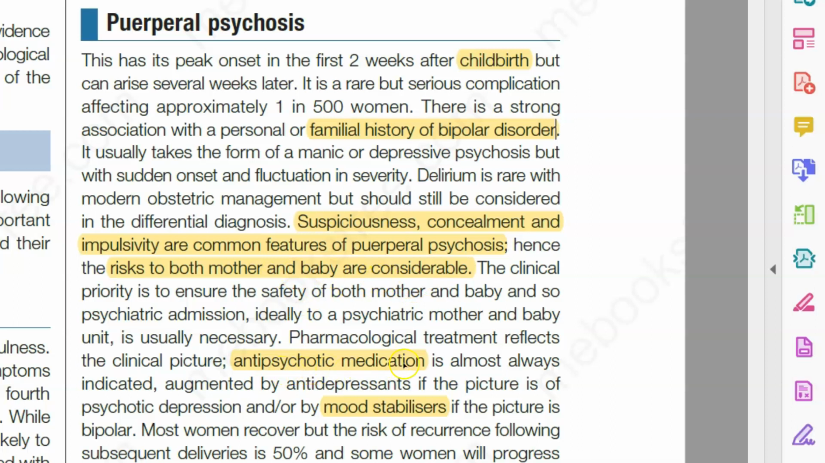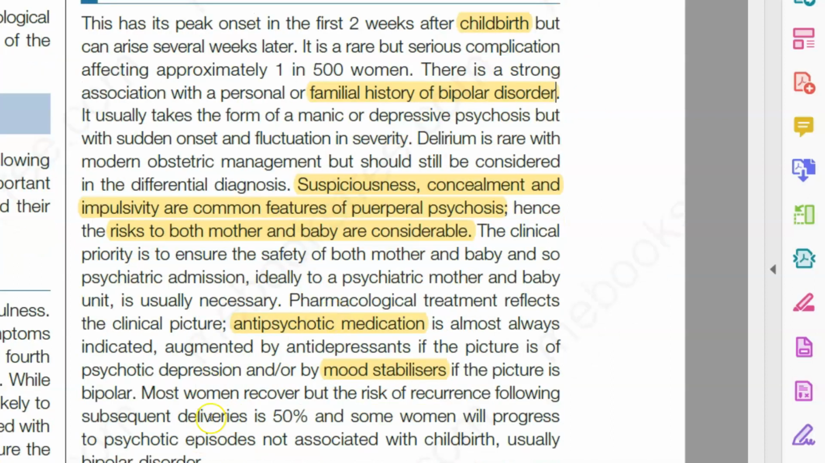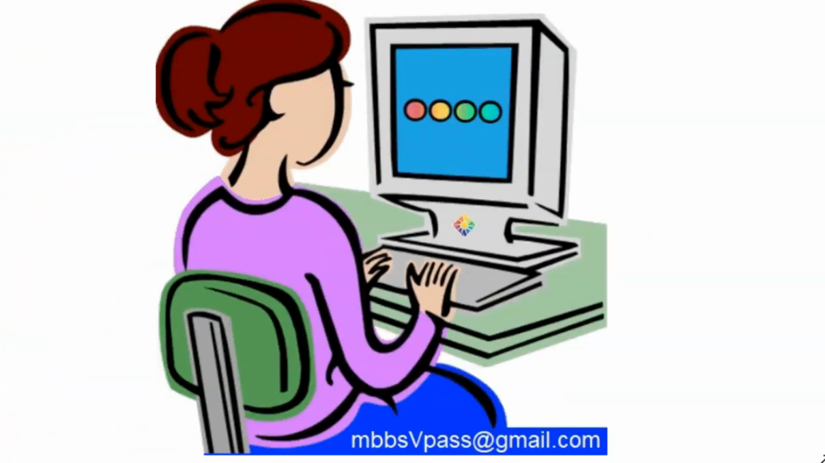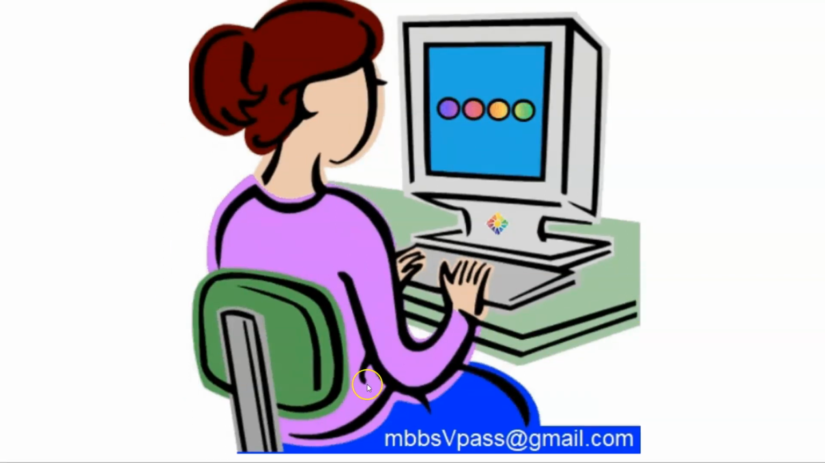So you should give antipsychotic medication, mood stabilizers, etc. And most of the women will recover, but the recurrence can be there in subsequent deliveries. That's why in these movies, they show the mother after the second childbirth becomes this disorder, schizophrenia. Guys, there is a correction here, okay?